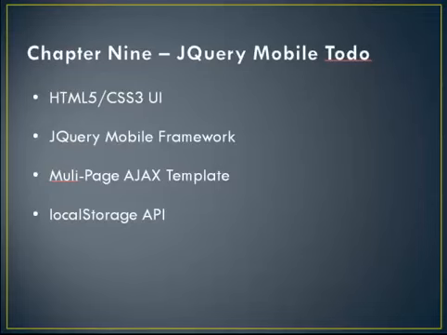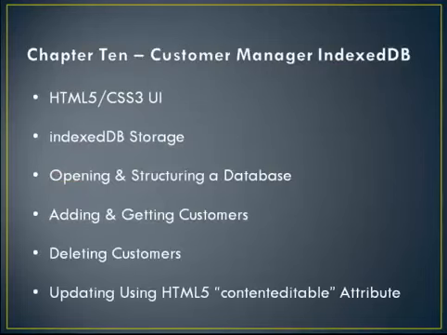Alright, so basically it will be a multi-page AJAX template, and if you've worked with jQuery mobile before, you probably know what that is. And we'll also use the local storage API for our to-dos. So we'll be able to create, edit, and delete our to-dos. Okay, the last project is going to be a customer manager system. It's going to be very simple. It's just going to allow you to add customers to an IndexedDB system.